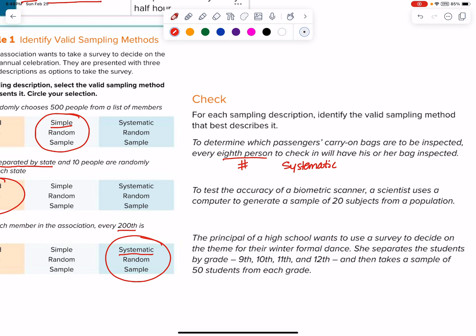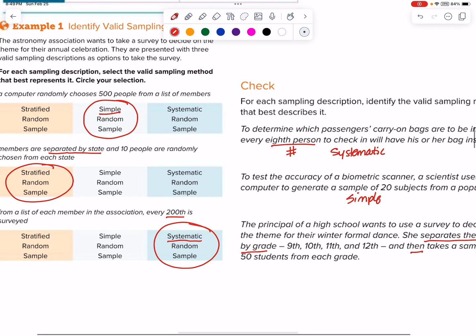Okay, let's look at the next one. To test the accuracy of a biometric scanner, a scientist uses a computer to generate a sample of 20 subjects from a population. It's a simple random generator. So this is our simple random sample. And then the last one separates the students by grade, then does the sample. That is our stratified.